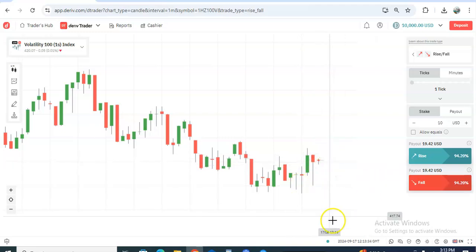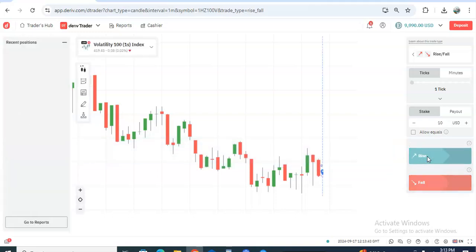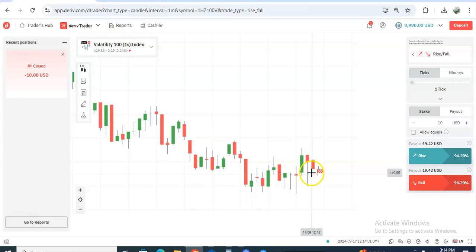So this one we are a bit late. But let's see. Okay, let's wait. But when it was starting, it was a good entry point. Like, it needs to go down at least, make a wick, and then enter the market. So as you can see, we have exited here. We were a bit late.